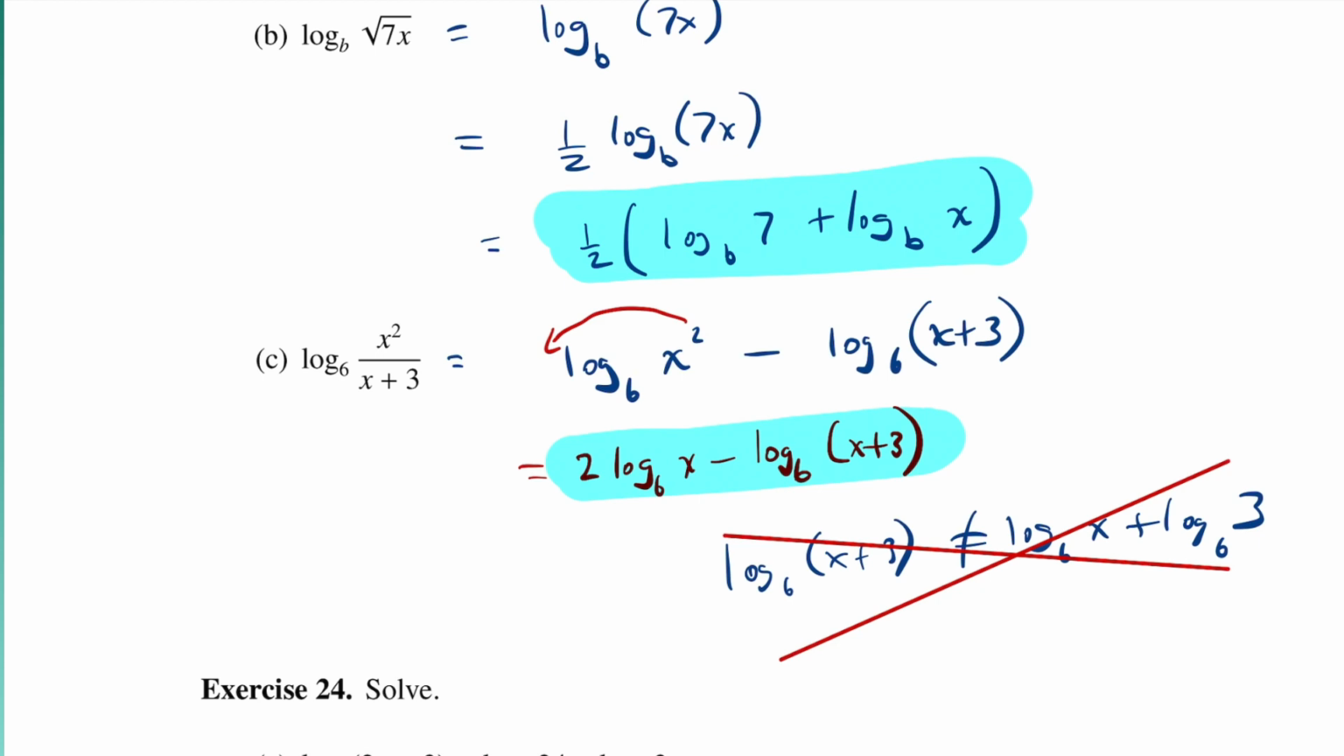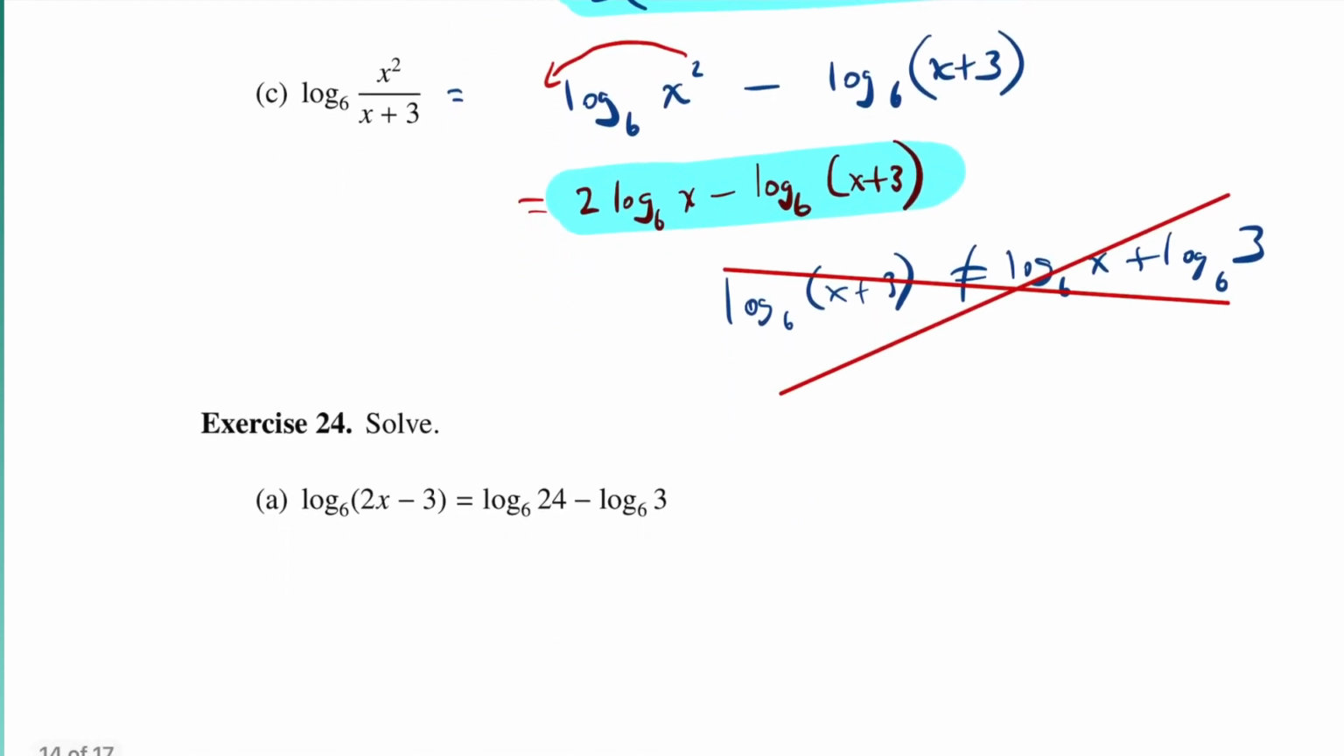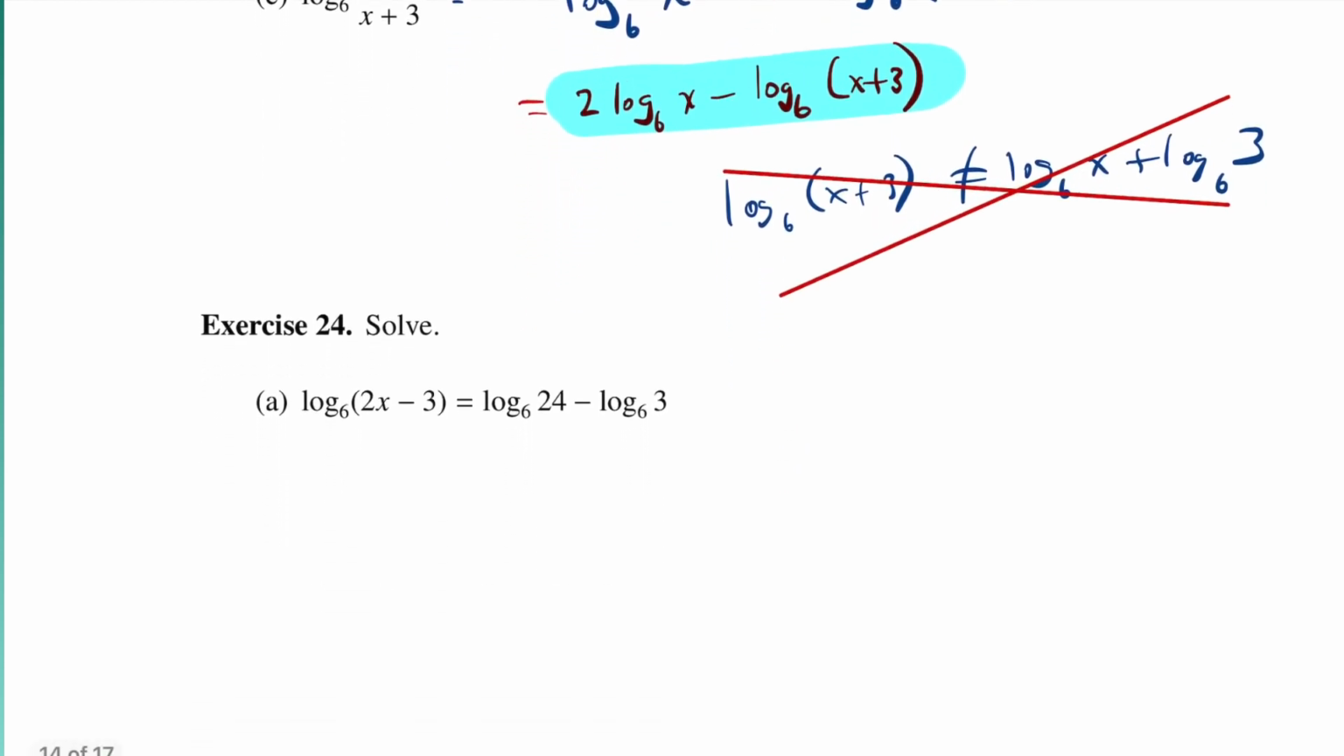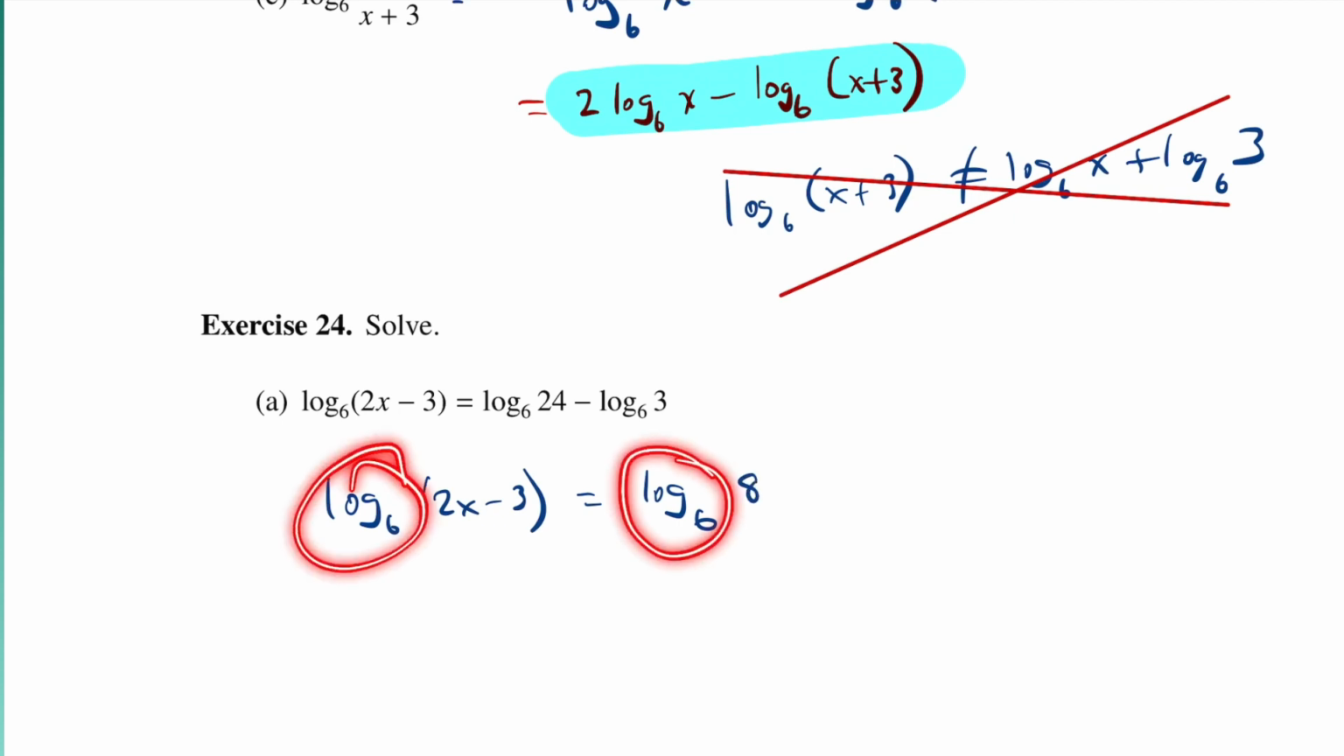All right, for the next examples, we first need to combine these two into one single one before we can solve. So notice there's a subtraction. That means we're going to divide 24 and 3. So on the left side, the left side stays the same. The right side, if we divide, 24 divided by 3 is 8. Now we can use the 1-to-1 property because you have a log equal to a log. Whenever you have a log equal to a log, you can set the arguments equal to each other.